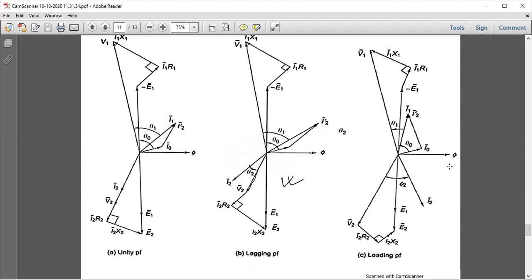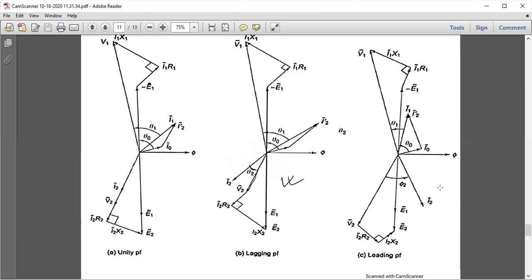In case of leading, I2, in case of capacitive reactance, are leading, so I2 will be leading V2. So this will be phi2, this will be phi2, and similarly you have to resolve. This is an assignment for you. Those who want to learn, you should do this. So this will be one question.